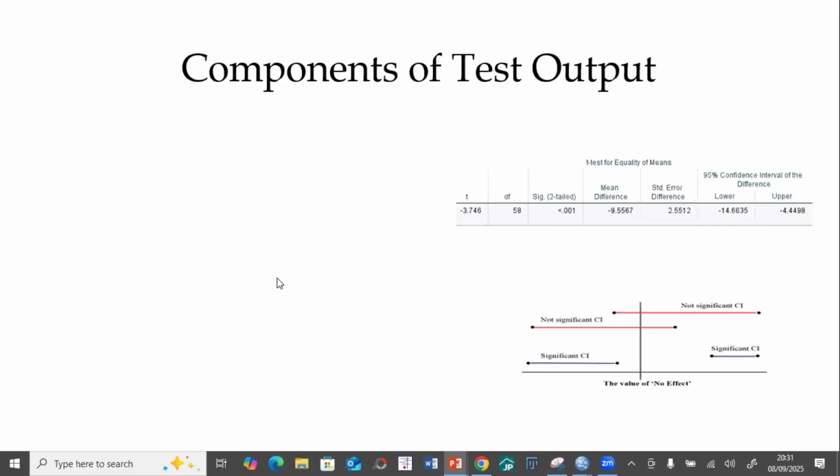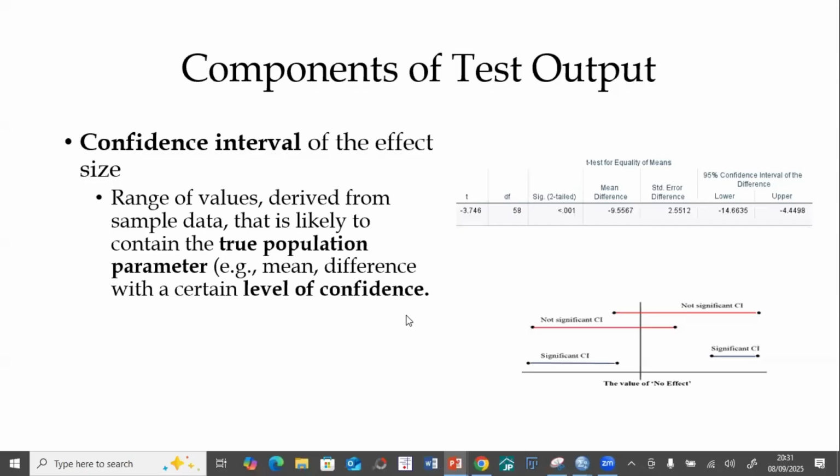What is the other output of the test? We have what we call the confidence interval. If you look at this, we not only have the mean difference, but we have the 95% confidence interval of the mean difference. Usually you are given the upper level and the lower level. So here we have negative 14 and negative 4.4. What does that mean? Confidence interval essentially means the range of values in the general population that likely contains the true population parameter.